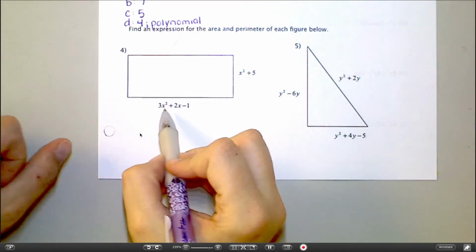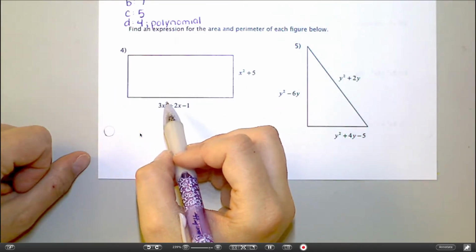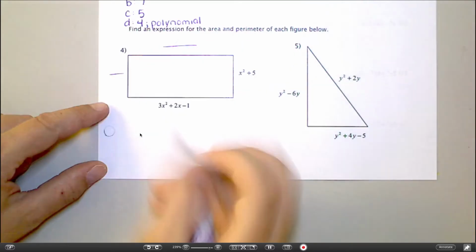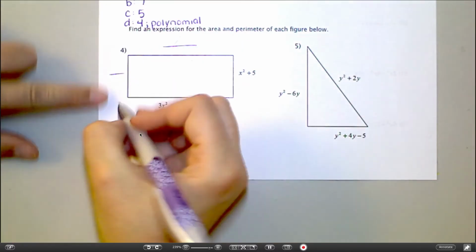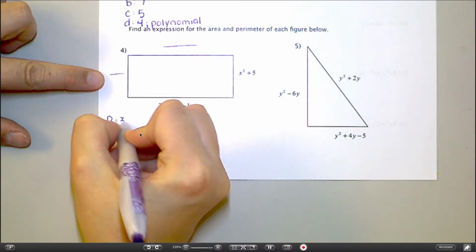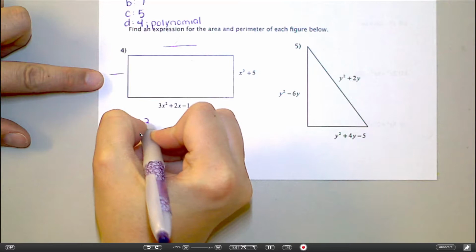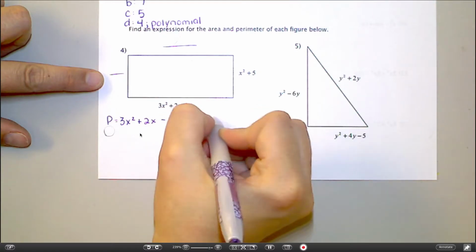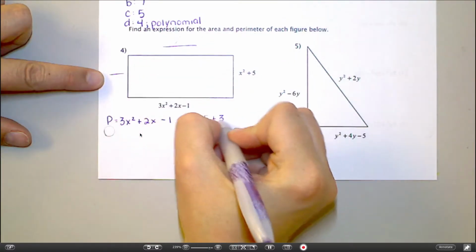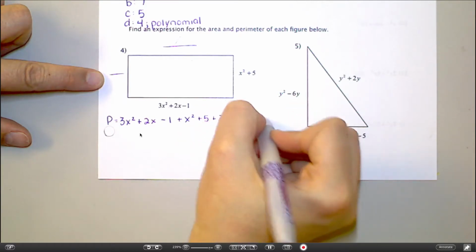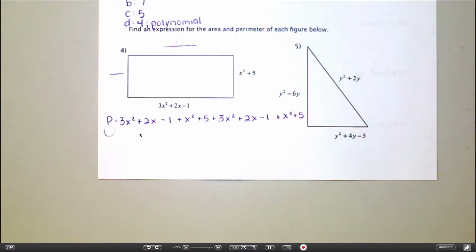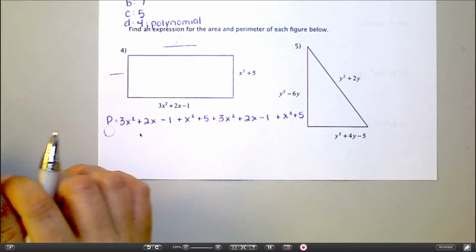Okay? So for this rectangle, I need to make sure I go all the way around. So I have to fill in this side and fill in this side, but you're just going to match with these two. So for perimeter, it's going to look like this: 3x squared plus 2x minus 1, plus x squared plus 5, and then plus that same thing again: 3x squared plus 2x minus 1, and then plus x squared plus 5. Notice that was all addition. Perimeter is all adding. The only thing I have to do here is to simplify, to combine my like terms.